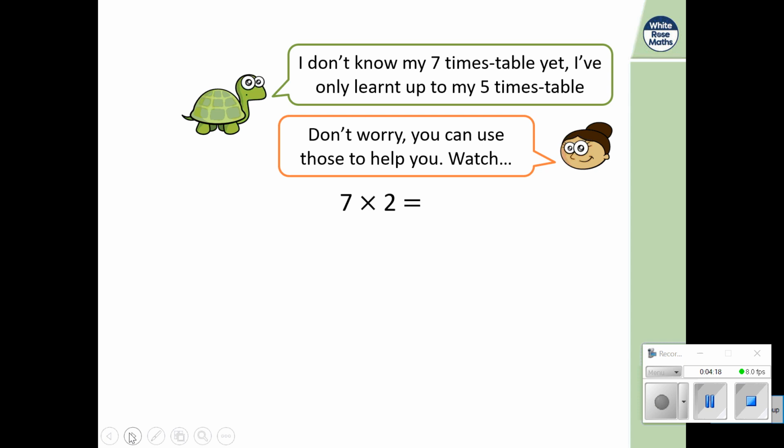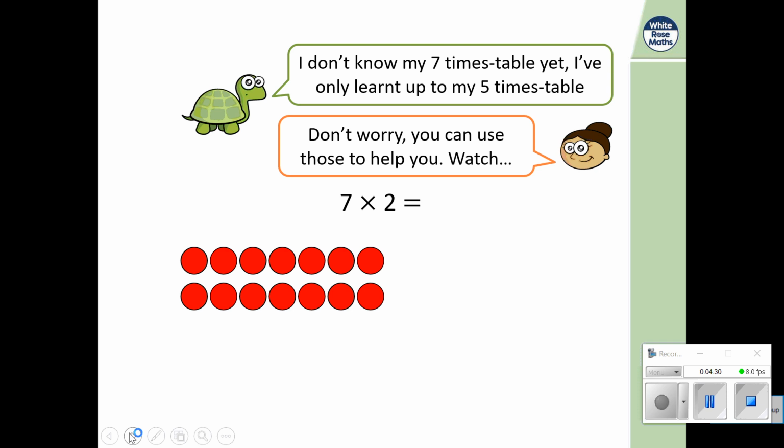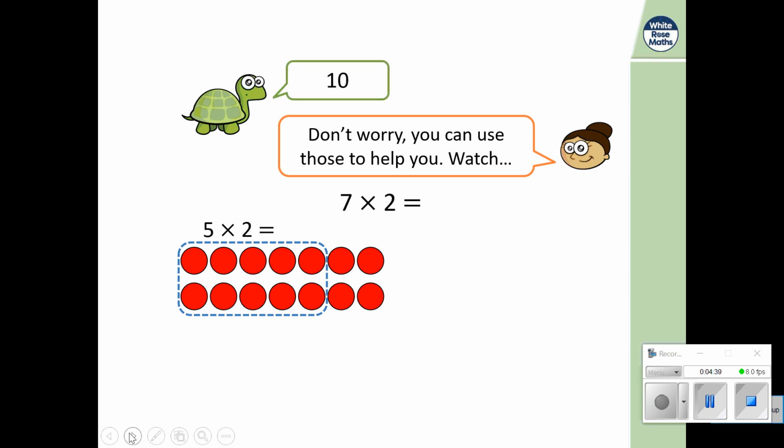So Dora is going to help Mr. Turtle here how to answer the question 7 times 2 using the times tables that he already knows, which is a brilliant strategy to use, children. So we know we want 7 times 2. Well, Mr. Turtle knows 5 times 2 is 10. So now he also knows that 2 times 2 is 4. So if we add those together, we can say that 10 and 4 is 14. So the answer to 7 times 2 is 14.